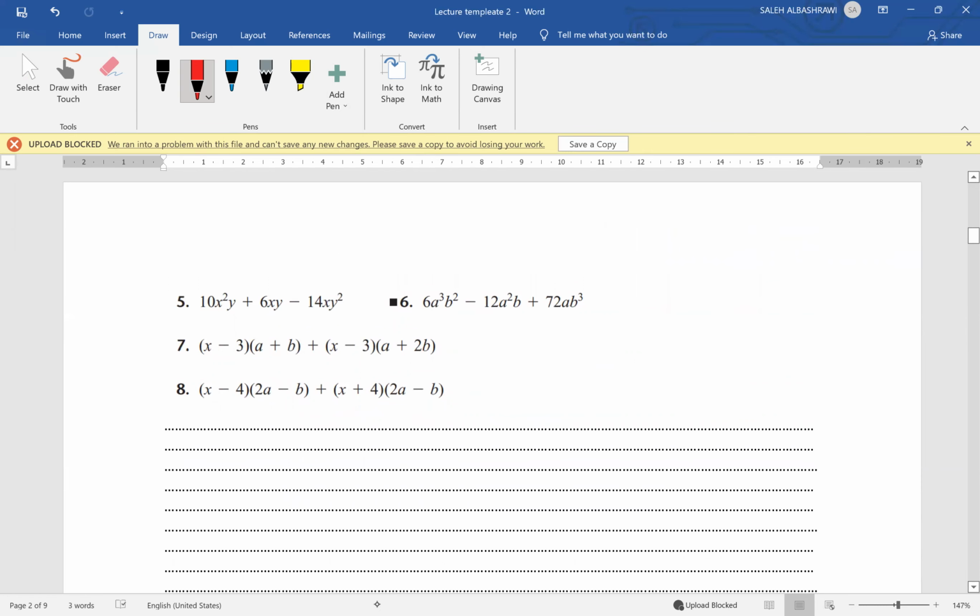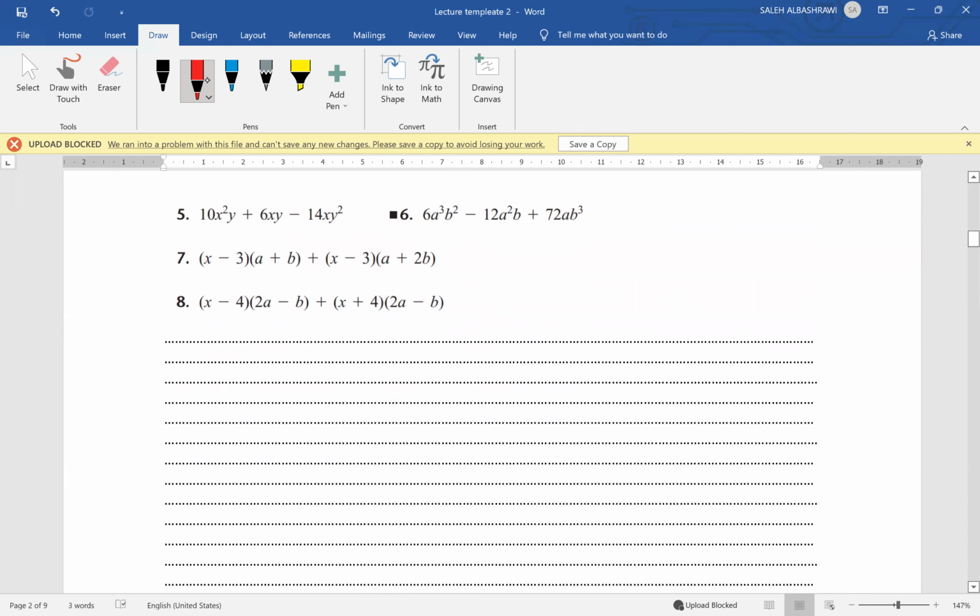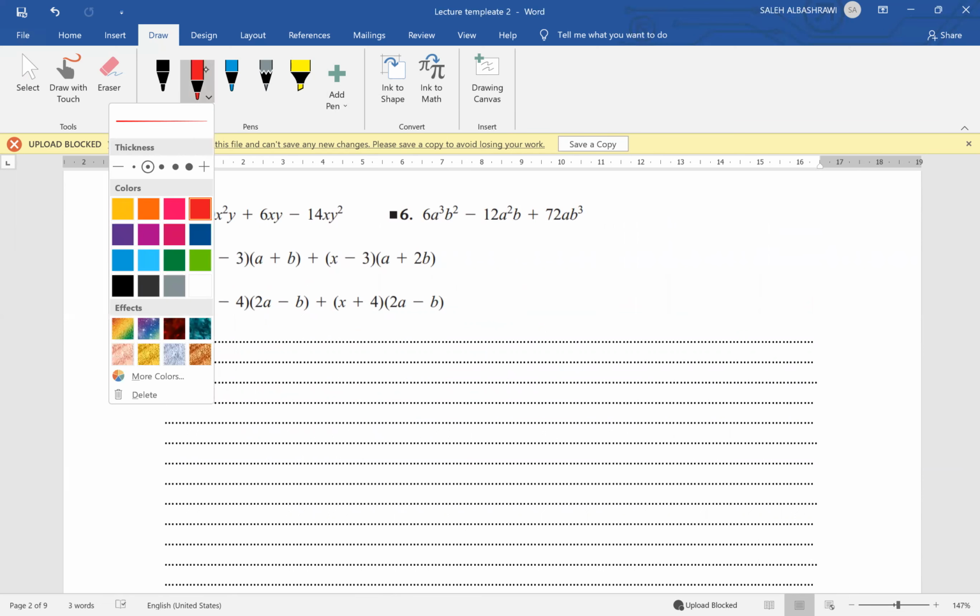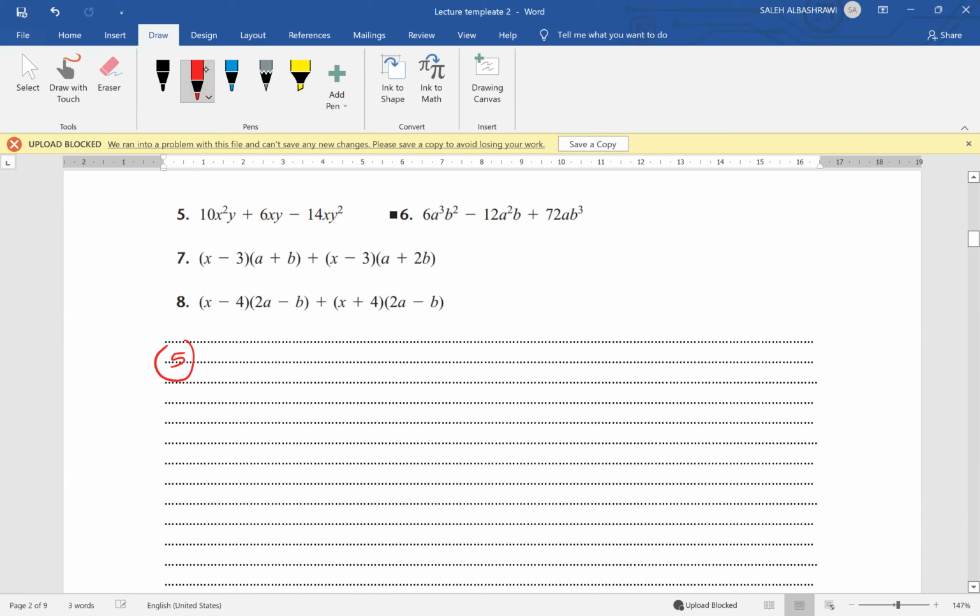Question number 5. I have 10x to power 2y plus 6xy minus 14xy squared. Now I have 10, 6, and 14. The greatest common factor between 10, 6, and 14, or the greatest divisor, I will call it, it is 2. For the variables, I have x and y. I will take the minimum or the lowest power for each one. So I'll take x to power 1 and y to power 1.